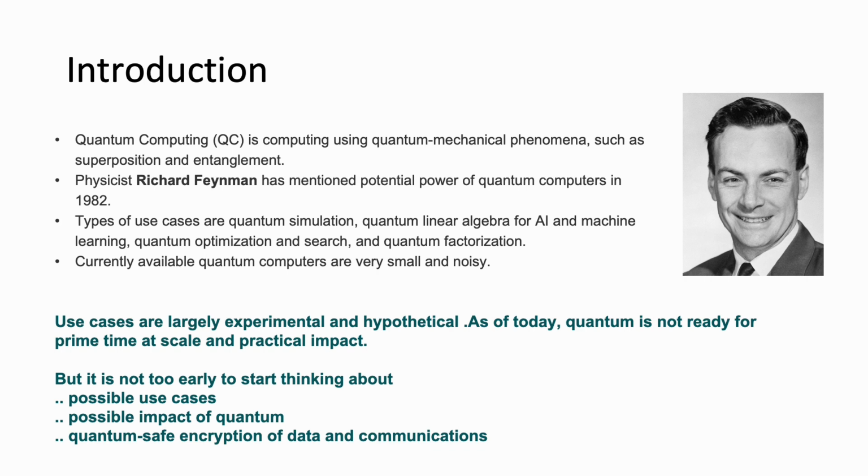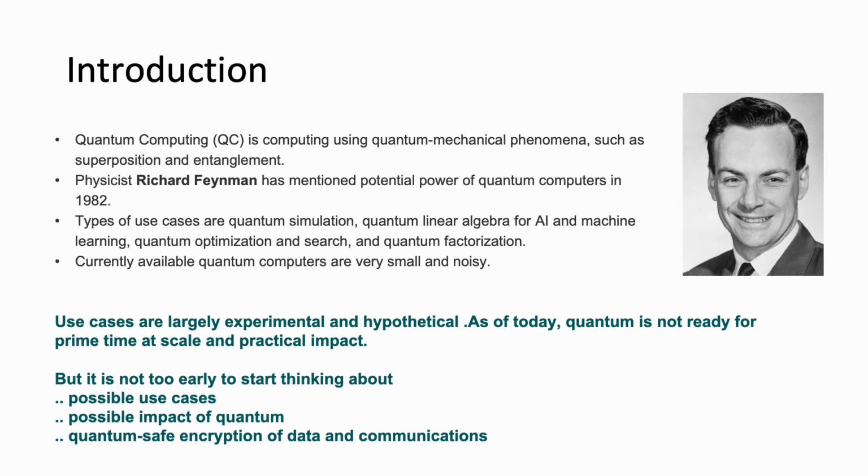In simple words, we can say that it's computing using quantum mechanical phenomena, which are based on entirely different physical processes than what we currently use, such as superposition and entanglement. The potential power of quantum computers was first mentioned by physicist Richard Feynman in 1982. It has typical use cases like quantum simulations, quantum linear algebra for AI and machine learning, quantum optimization and search, and quantum factorization.